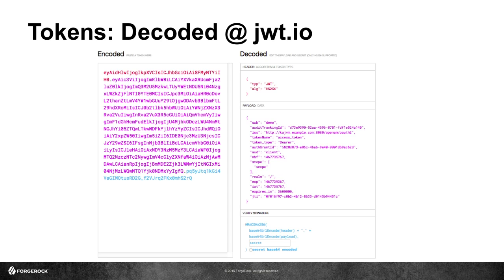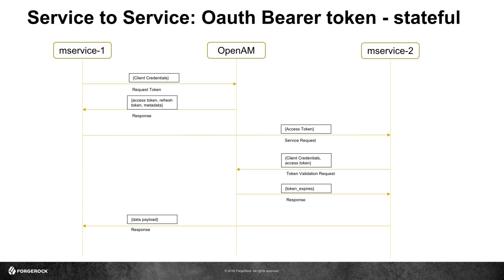So let's look at what one of these transactions looks like. This is the simple one. This is a service-to-service call with a bearer token. We have Microservice 1 that wants to talk to Microservice 2, and we have the authorization server in the middle. Now, if you were using Cloud Foundry, this microservice will probably be able to grab client credentials from the environment. This is one of the things that ForgeRock is working on, a service broker that will allow Cloud Foundry apps to bind to an OpenAM authorization server, and your credentials will just appear in your environment.